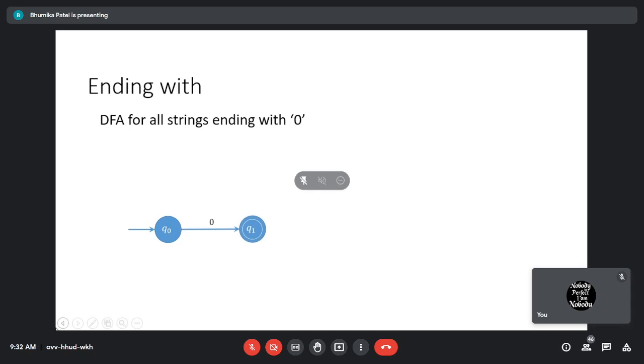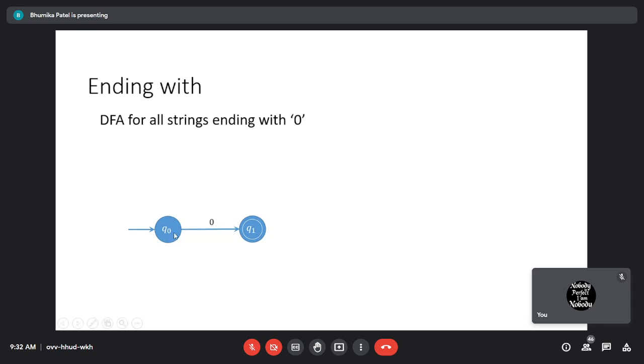Clear? Now what? Can I write a self loop on Q1? For which symbol, 0 or 1? Only 0, not 1. I will show the transition on Q1 only for 0, not for 1. Why? Because the string must end with 0. If I show the transition for 1 as a self loop on Q1, then it will end with 1, which I do not want, right?